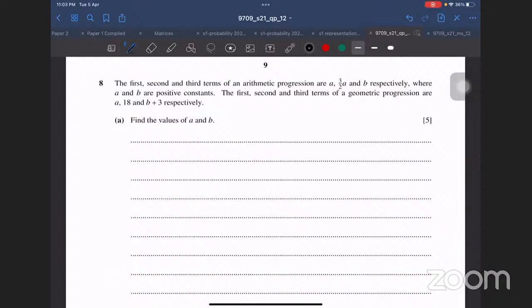Next question. It says the first, second, and third terms of an arithmetic progression are a, 3 over 2a, and b, where a, b are positive constants. The first, second, and third terms of a geometric progression are this. Find the values of a and b. When you have an arithmetic progression, you use the idea of d. D is t3 minus t2 equals t2 minus t1. And when you have a geometric progression, you use the idea of a common ratio. So that is what I have.